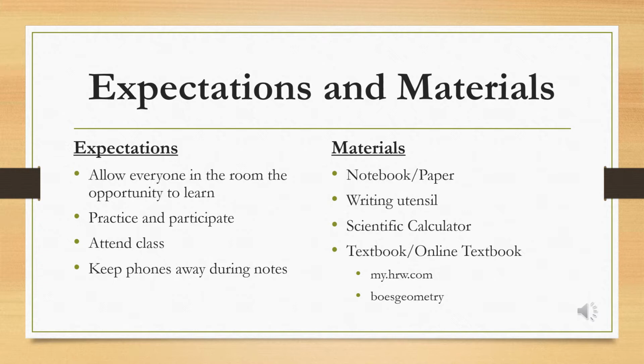This year, because of student-issued computers, students have the opportunity to use a physical textbook or the online version of the textbook. The website for the textbook is my.hrw.com. The username and password are both BOES geometry. I will keep a classroom set of texts in my room for school use, and students may request a textbook at any time if the online version is not meeting their needs.